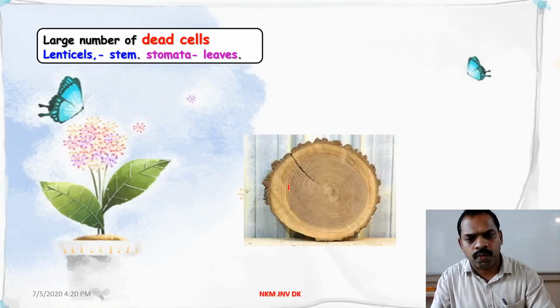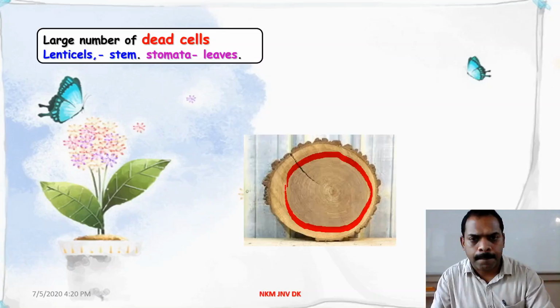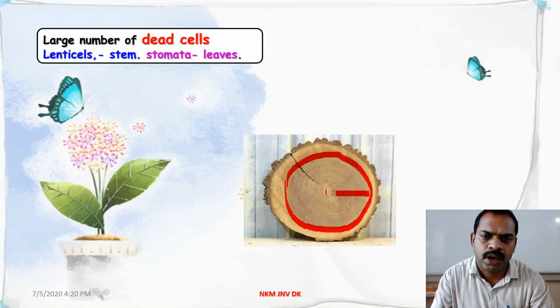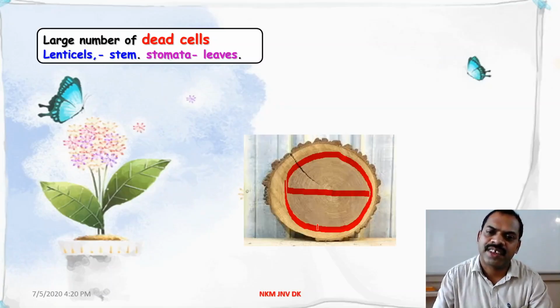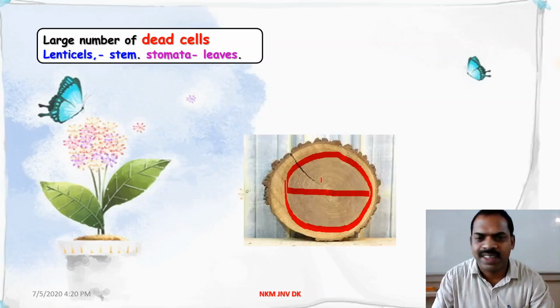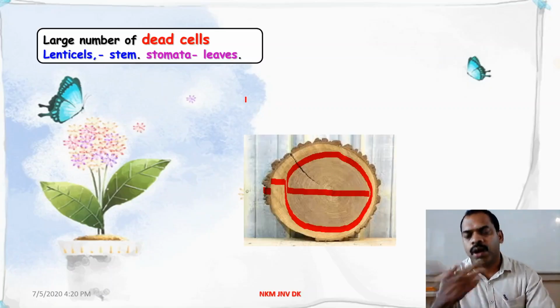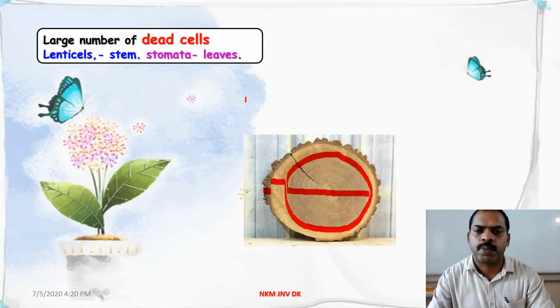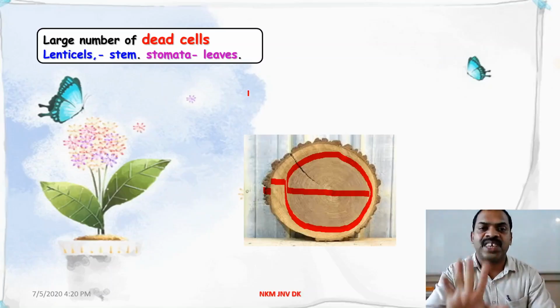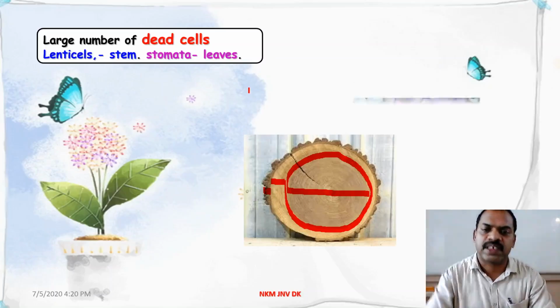Another very important thing is the large number of dead cells. So this is a cut section. See here, this much part we use for furniture making and so on. These are all dead cells. This is fully dead. So there is no need of oxygen, no need of energy. And this part is surviving, this part is living. Again the outer part is dead. Only a very small part is surviving. This part is dead, this part is dead. You see, with a large number of dead cells, the energy requirement and the necessity of oxygen is less.